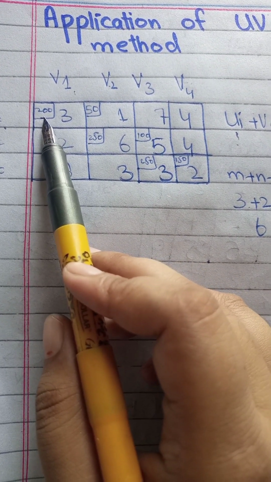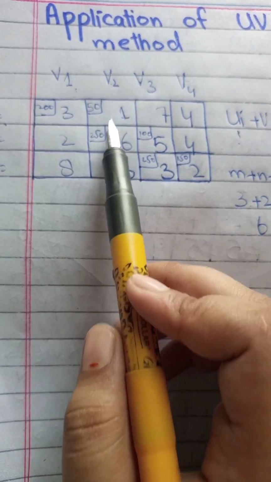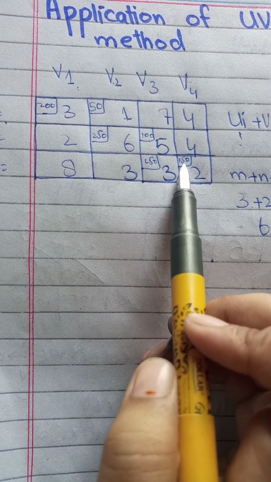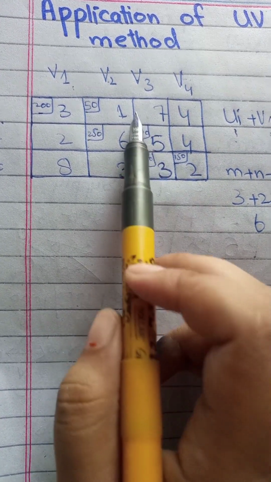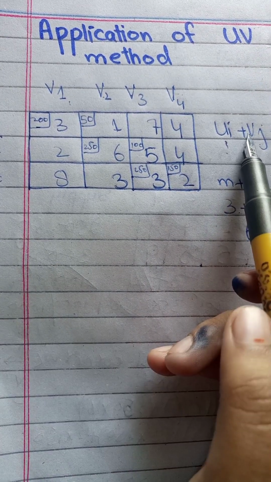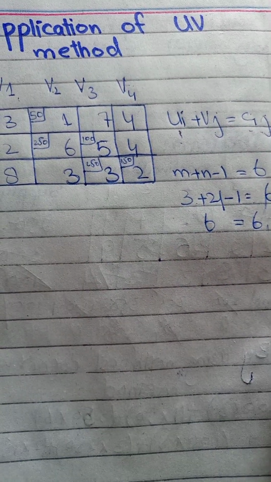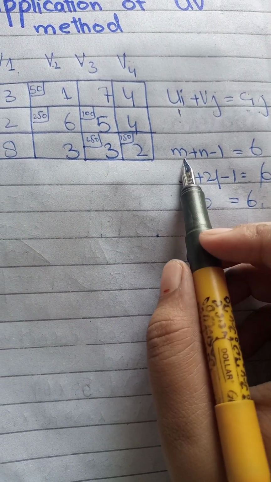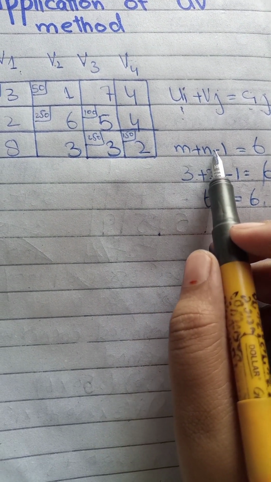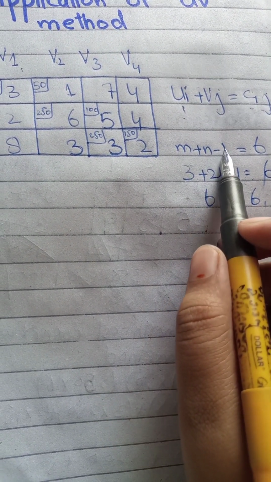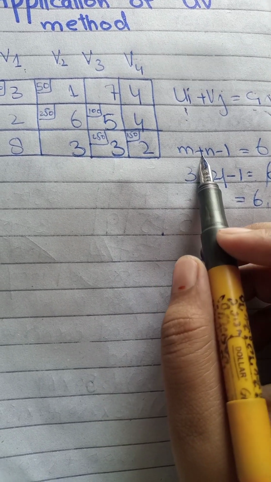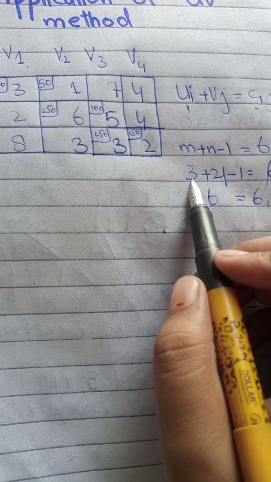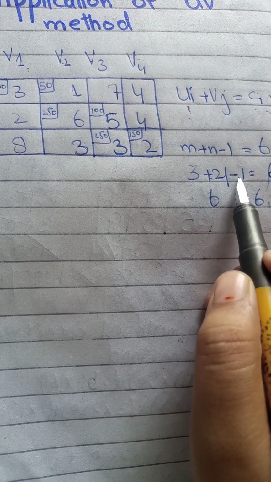There are 6 allocations: 200 into 3, 50 into 1, 6 into 250, 5 into 100, 3 into 250 and 2 into 150. There are totally 6 allocations. First we will find the number of allocations. Number of allocations are 6. We will find it by using the formula m plus n minus 1. M is the rows, n is the columns, and minus 1. There are 3 rows, 4 columns, minus 1.